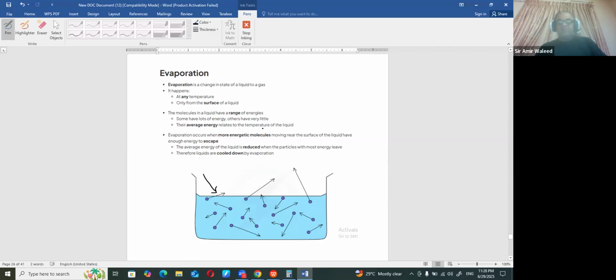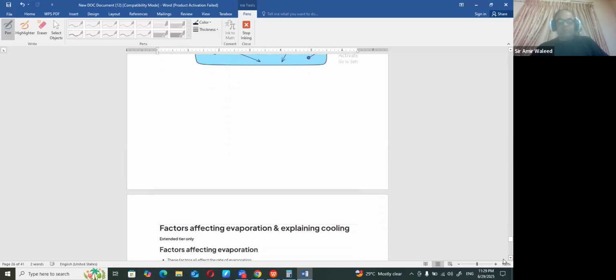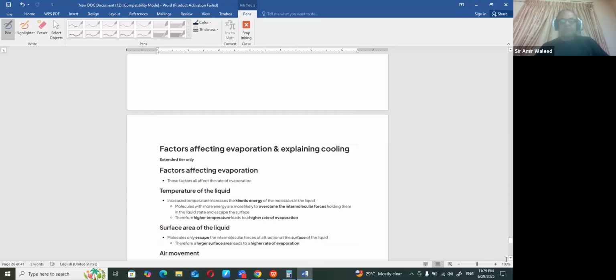Their average energy is related to the temperature. So what happened? More energetic molecules moving near the surface of the liquid have enough energy to escape, and they leave behind the molecules having less energy. So this is the process of evaporation. The most important part is, in the case of evaporation, there is a cooling effect because the particles which are left behind are cooler, or you can say they have less energy than the ones which are already gone.